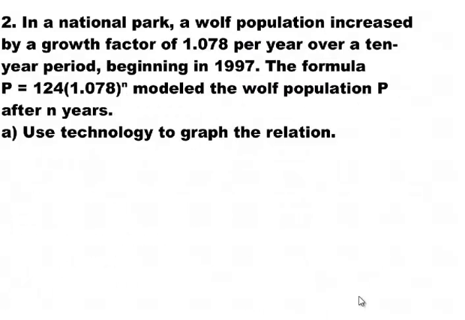In a national park, a wolf population increased by a factor of 1.078. This means that our b value is 1.078 every year over a 10-year period, beginning at 1997. The formula that we have is p is equal to 124 times 1.078 exponent n. We are supposed to use technology to graph the relation, so we are going to go ahead and use Desmos.